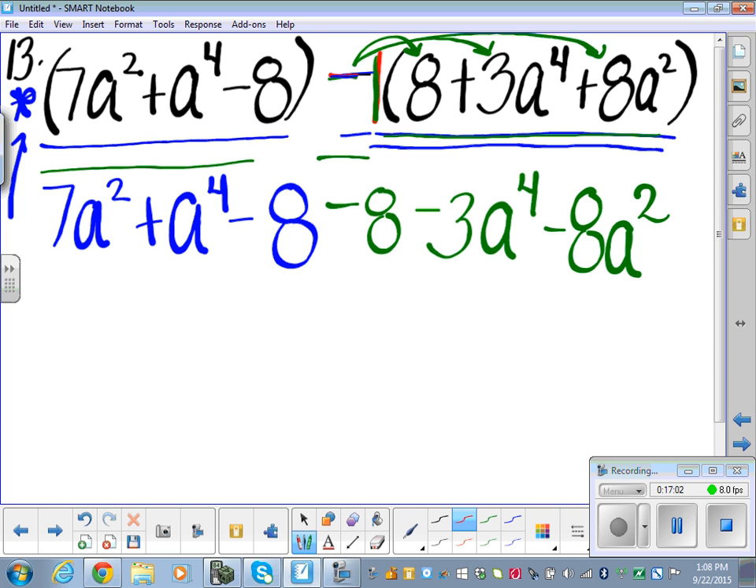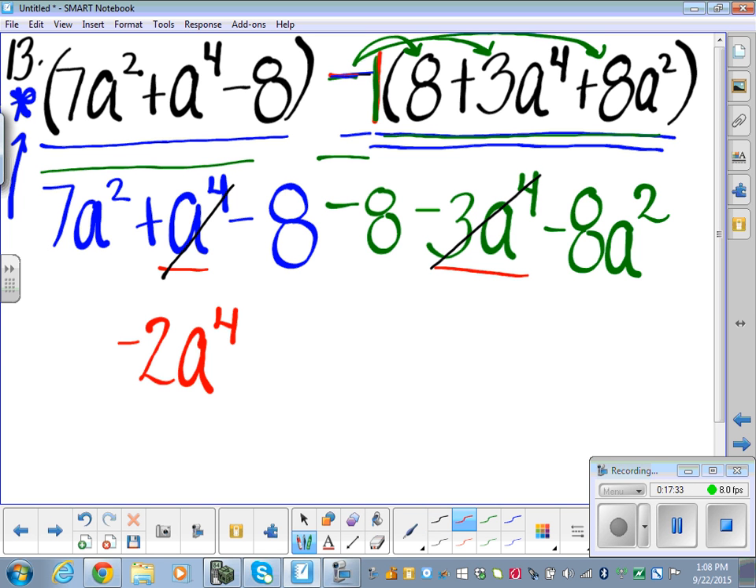Now we have to be careful. Let's start with our highest degree and work our way down so our polynomial's in standard form. Looking at this, my highest degree is 4. So we have 1a to the 4th minus 3a to the 4th, which is -2a to the 4th. Now I like to cross them out as I go so that I don't forget what I have and have not added.